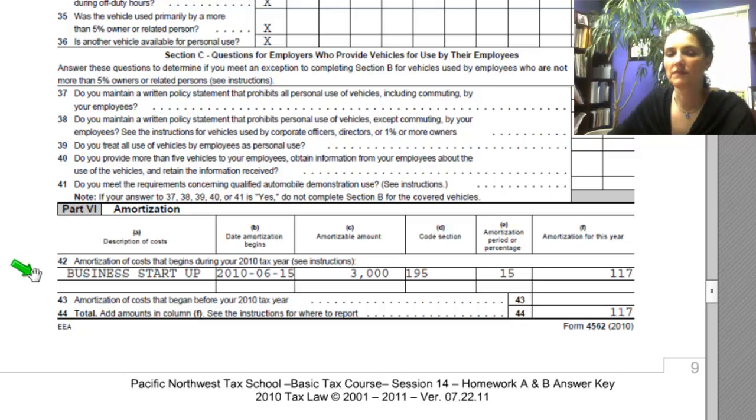We enter a description of the startup, and it was business startup cost. We enter the date placed in service, or the date amortization begins, which was June 15, 2010. The amortizable amount is $3,000. The code section is Section 195. The amortization period, 15 years. So 3,000 divided by 15 divided by 12 multiplied by 7 is $117. That will carry to the Schedule C and be entered as an expense on Schedule C.